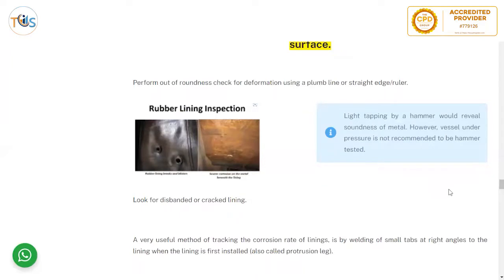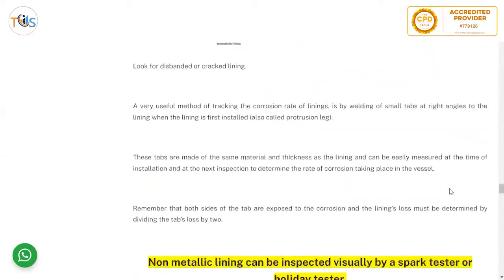So this can be a potential exam question: can you hammer test while the vessel is under pressure? And the answer is no. Look for disbonded or cracked lining.